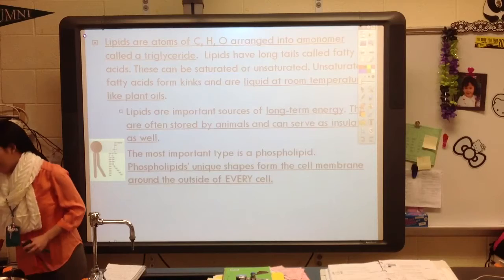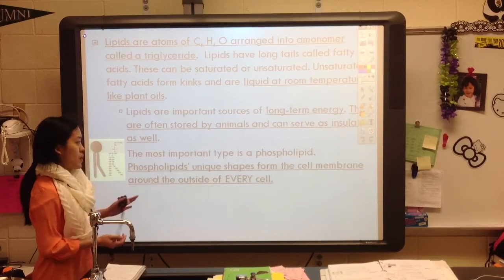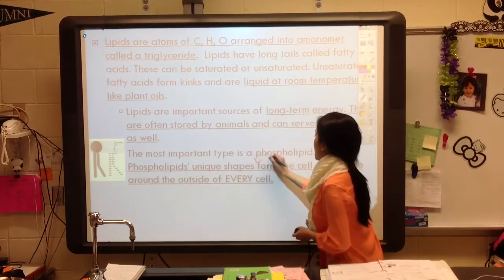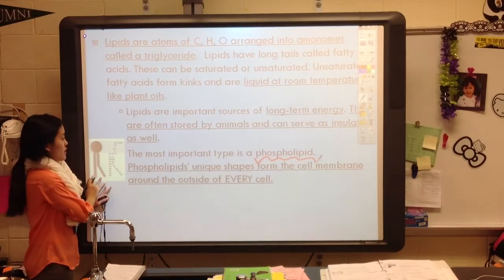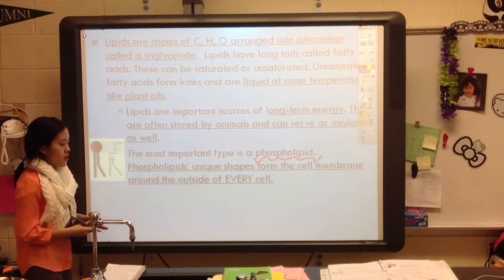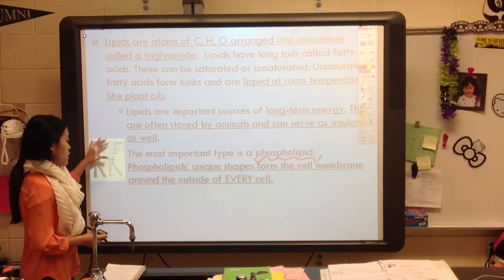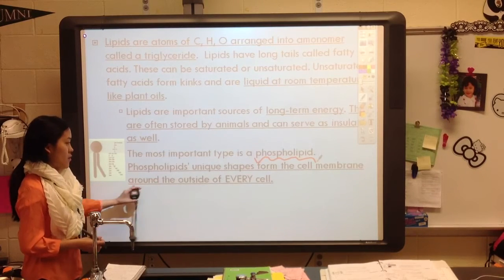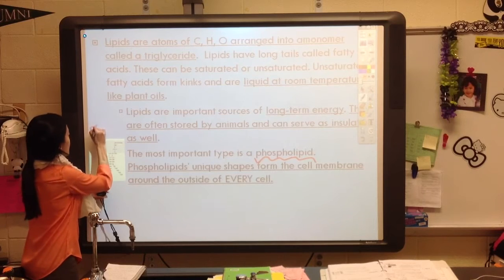So last thing that we have is that the most important type of lipid, or the most important type of fat that we need to know of, is going to be your phospholipid. And that's what this is a picture of. So please make sure you label this as a phospholipid. Your phospholipids have a very unique shape, and that shape actually allows them to form the cell membrane around the outside of every cell. So right here you have your phospholipid.